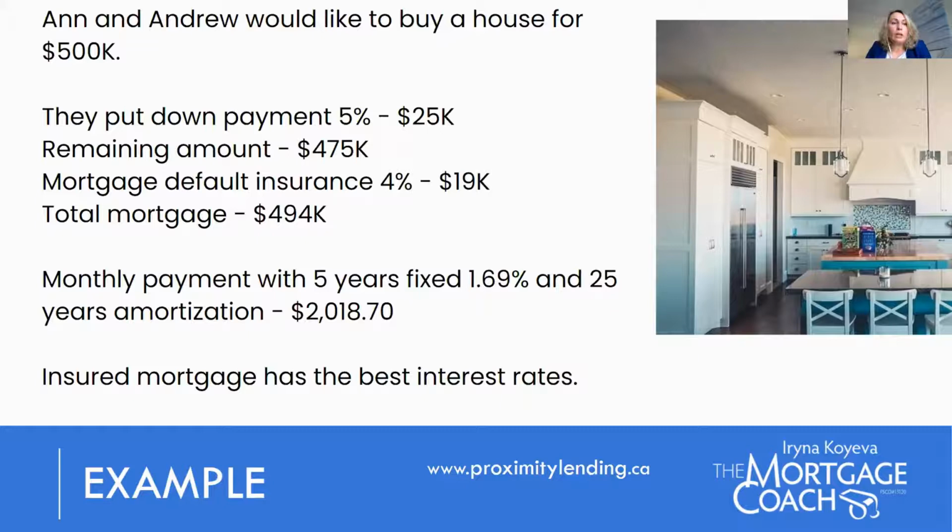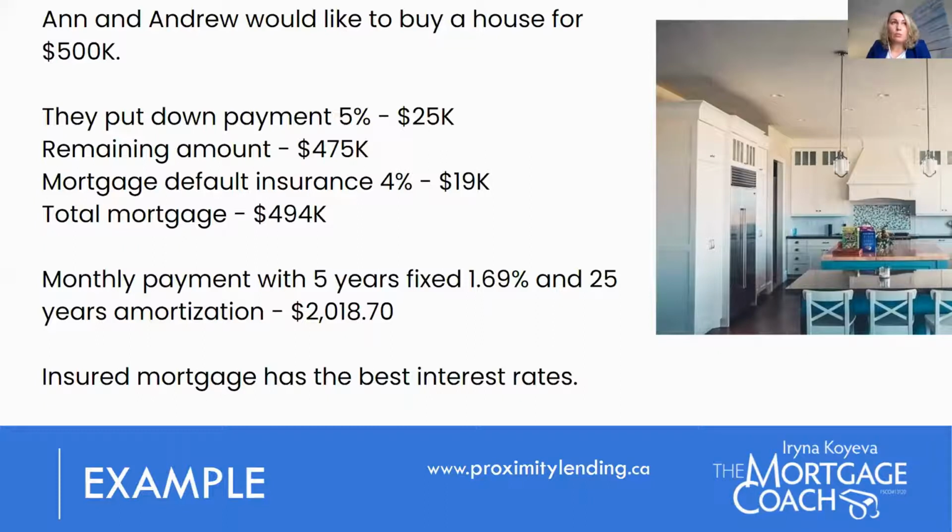Okay, so let's look at an example of the calculation for a house with mortgage default insurance. Anne and Andrew, new immigrants, would like to buy a house for 500,000. They put down a 5% down payment, which in this case is 25,000. For the remaining amount, they need to pay mortgage default insurance of 4% because of their down payment of 5%. So the total mortgage amount will be 494,000. They don't have extra cash to pay for the mortgage default insurance, so it was added to the total mortgage amount. For a 5 year fixed term and 25 years amortization, they will pay around 2,000 per month. For a mortgage where you put less than a 20% down payment and mortgage default insurance is required, the maximum amortization you can get is 25 years.